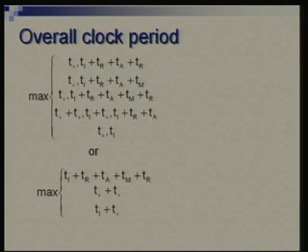If each individual t value was comparable, let's say each of these was 1 nanosecond, just for the sake of argument, then your clock period would be 5 nanoseconds, which means a 200 megahertz clock is what you can run with. Now, this is how things stand at the moment.